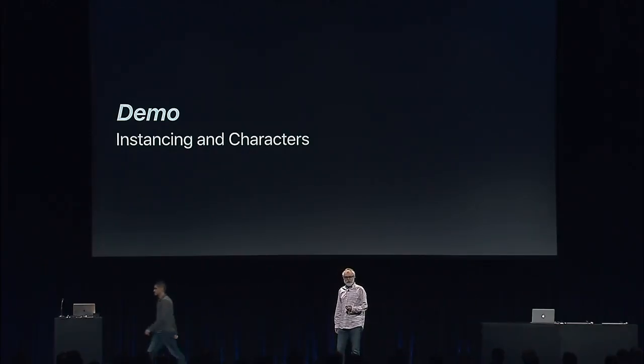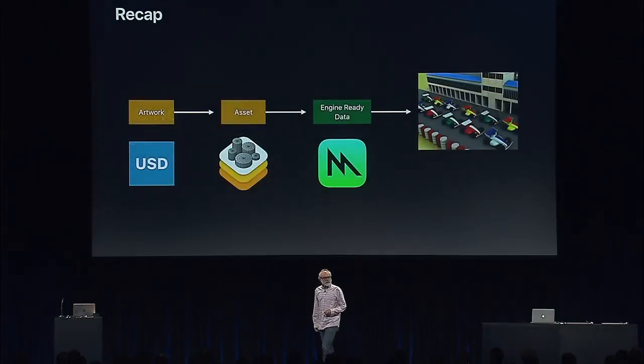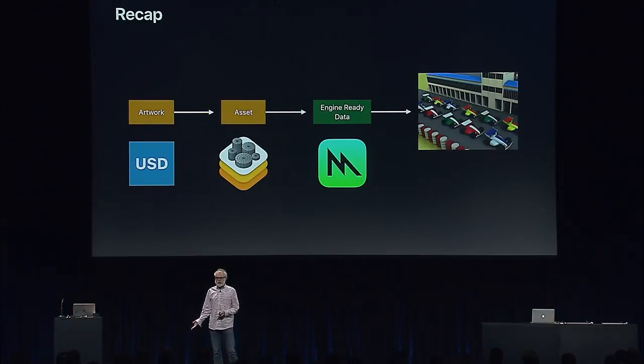All right, then. So quick recap. We've shown taking artwork all the way from your asset creation program to Pixar's Universal Scene Description file format. We used Model.io to transform that asset into engine-ready data, and we encoded it and archived it off to the disk. We put together a little game engine with a simple renderer using Swift and Metal, and we loaded all that data up, and we animated it, and we drew some pretty pictures.